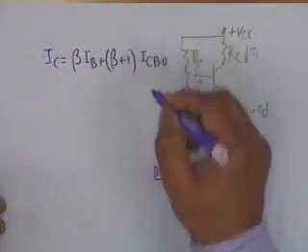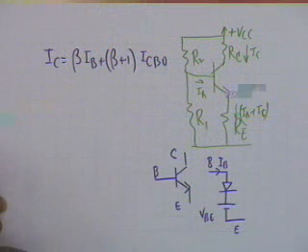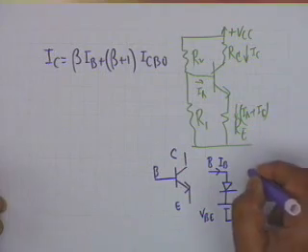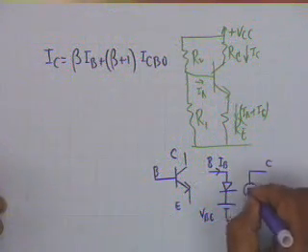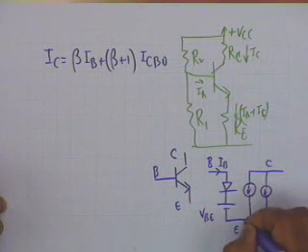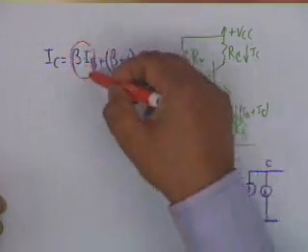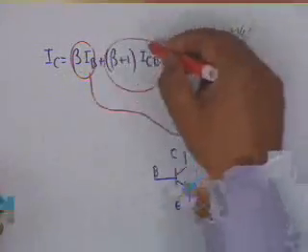The collector current obviously is independent of VCE, and therefore at the collector simply there are two current sources, one of them is beta IB, and the other is beta plus 1 ICBO.